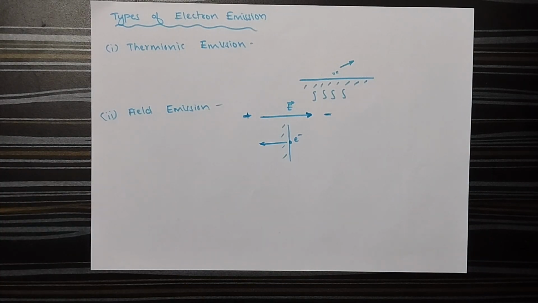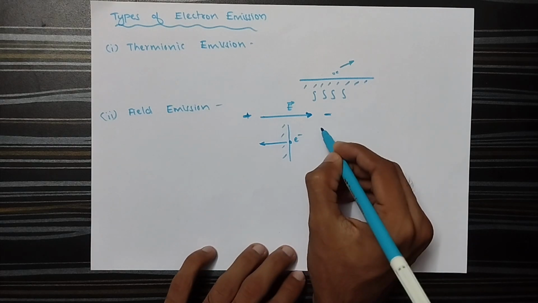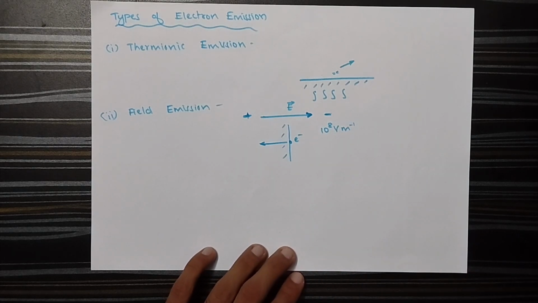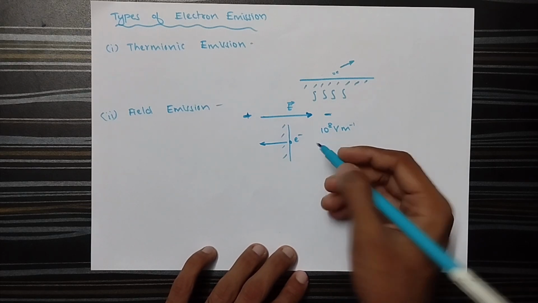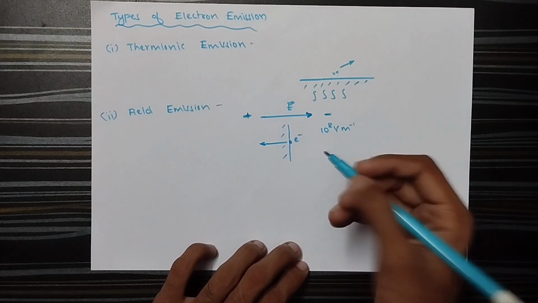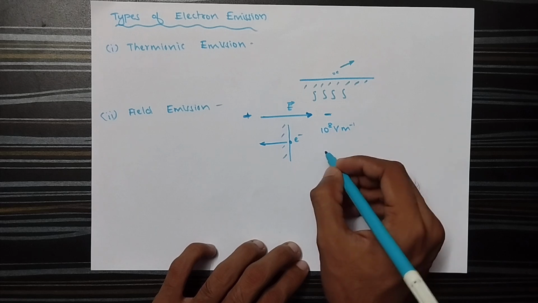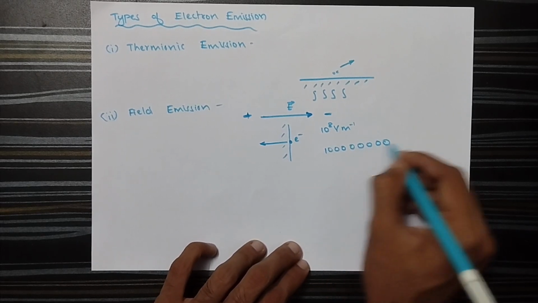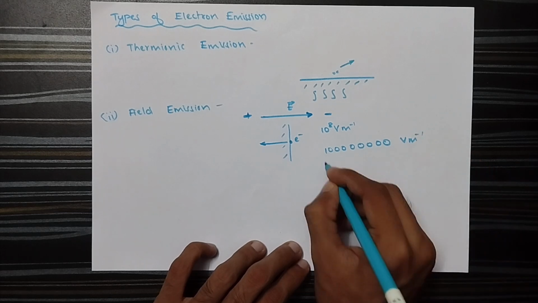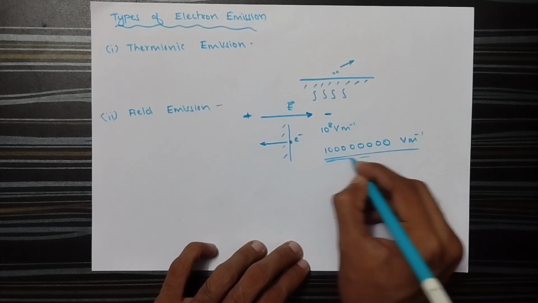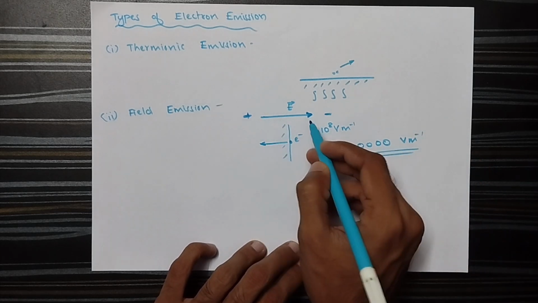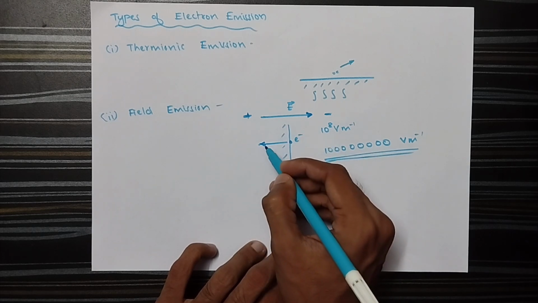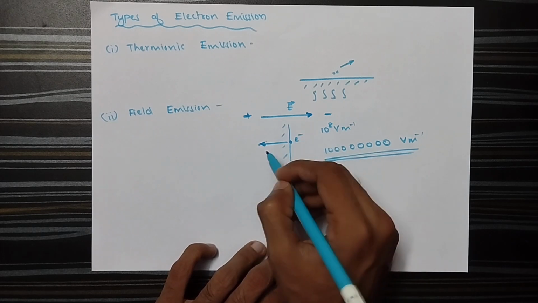This electric field should be in the order of 10 raised to 8 volt per meter. This is a really strong electric field, 10 raised to 8 volt per meter. 10 raised to 8 means 0.000... this much volts, so you can see how big a number this is. By applying such a big electric field, we can excite these small electrons out of the surface, because we have to overcome the nuclear attraction.